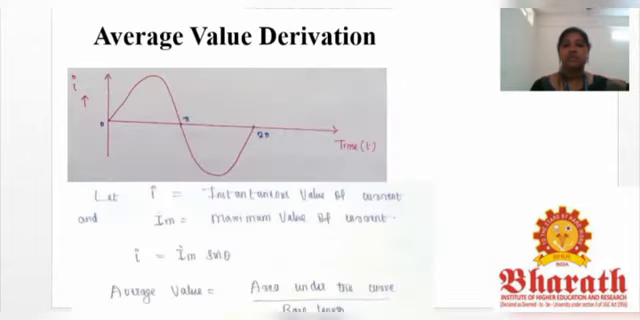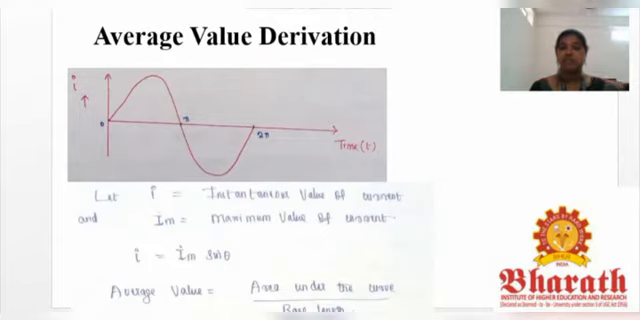Next we are going to derive the average value for this current. Again I have drawn 0 to 2 pi as one complete cycle. 0 to pi forms the positive half cycle, and pi to 2 pi forms the negative half cycle. In this, let small i be the instantaneous value of the current, and in the same way, IM is the maximum value of the current.